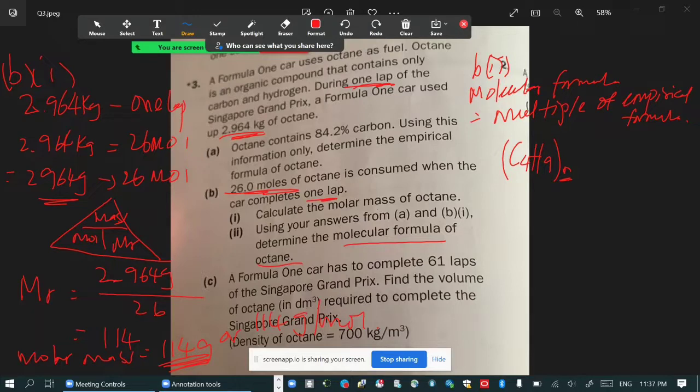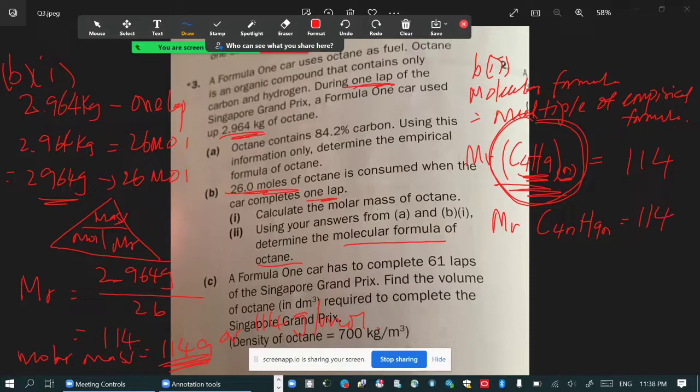From here, we know that the molar mass of the molecular formula of octane is actually 114. So the MR for this molecular formula of octane is 114. This is the molecular formula, this is the empirical formula, and this is the multiple. So you multiply the n inside, that would be the MR of C4nH9n, 114.